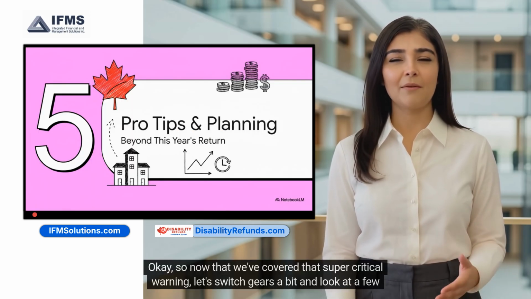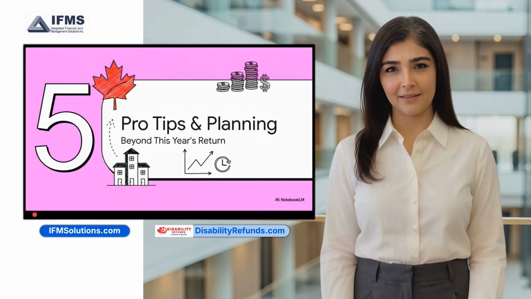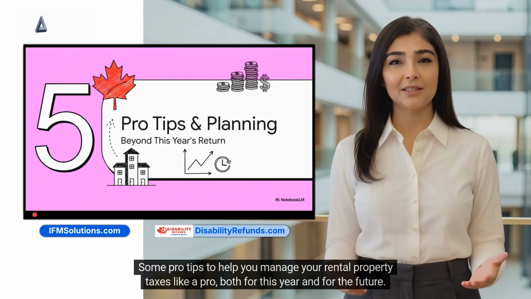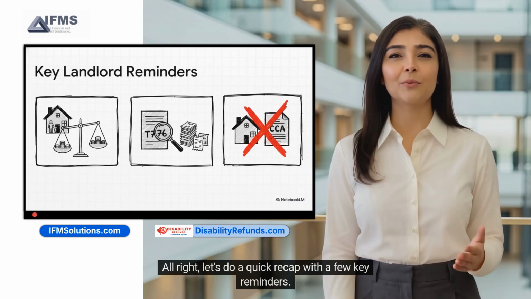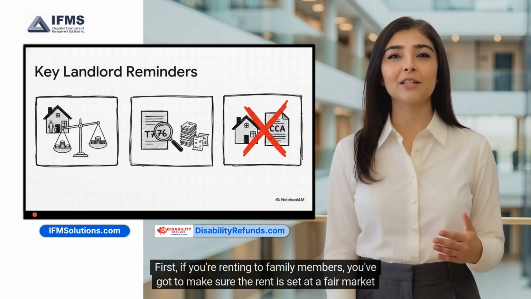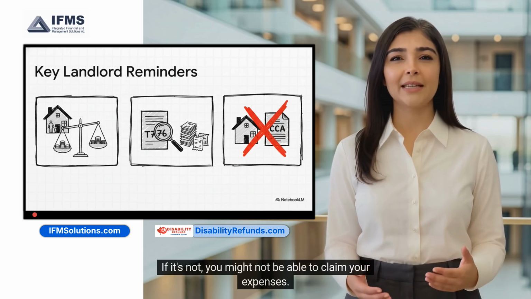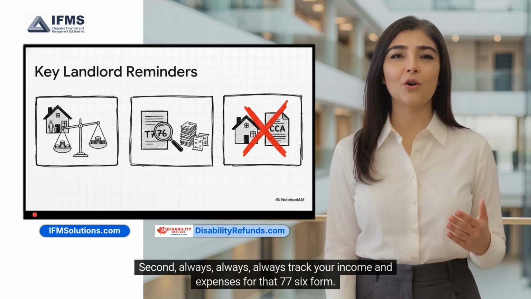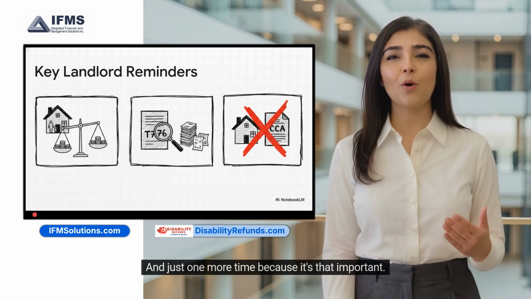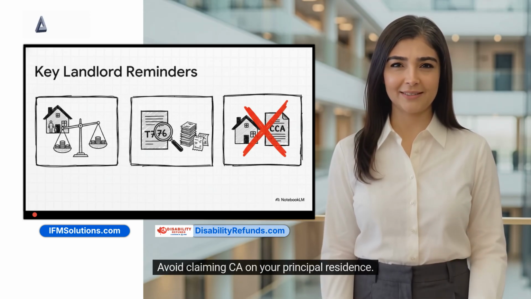Okay, so now that we've covered that super critical warning, let's switch gears a bit and look at a few best practices, some pro tips to help you manage your rental property taxes like a pro, both for this year and for the future. All right, let's do a quick recap with a few key reminders. First, if you're renting to family members, you've got to make sure the rent is set at a fair market rate. If it's not, you might not be able to claim your expenses. Second, always track your income and expenses for that T776 form. And just one more time, because it's that important: avoid claiming CCA on your principal residence, please.